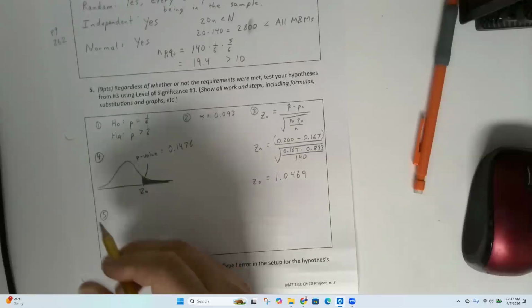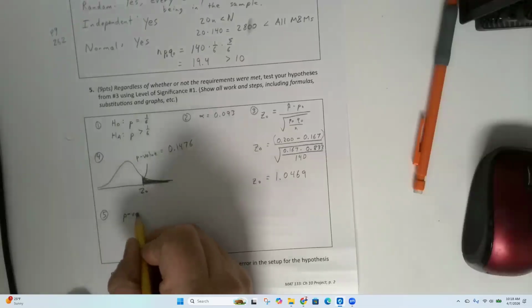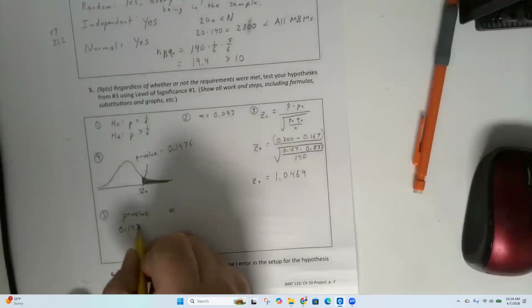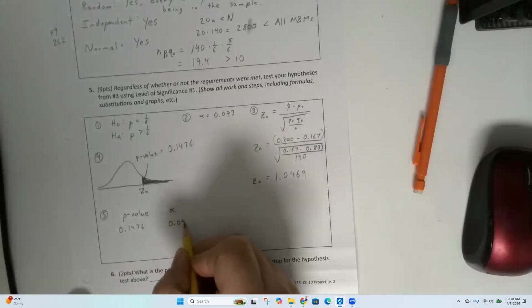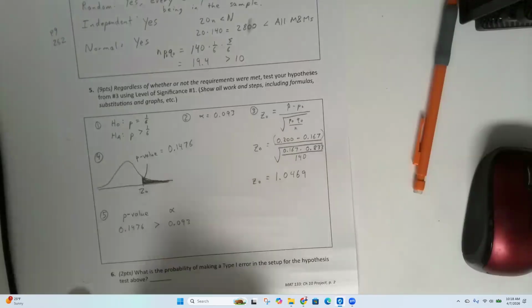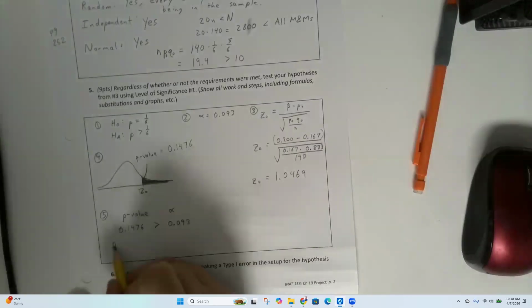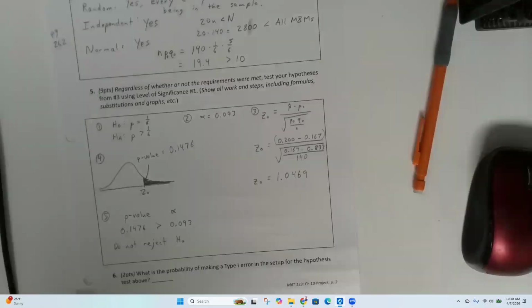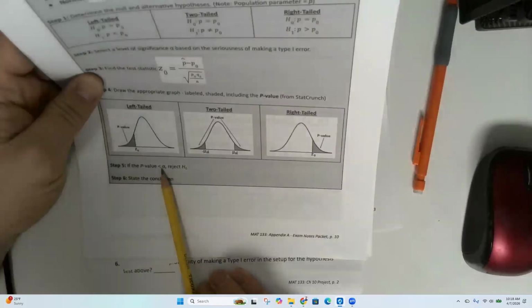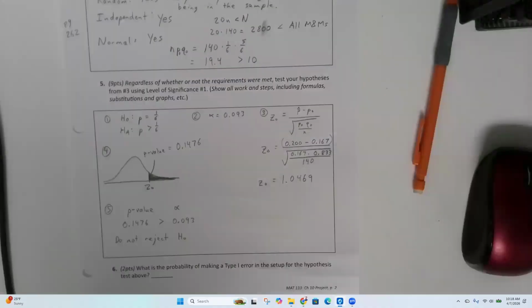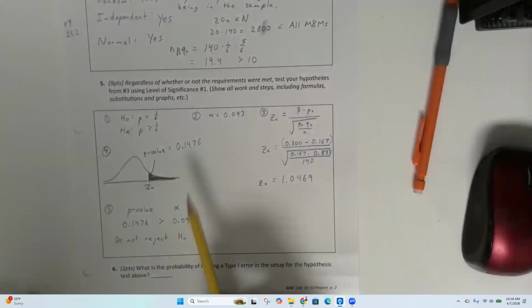So step 5 is I need to compare my p-value to my alpha. My p-value was 0.1476 and my alpha was 0.093. My p-value is bigger than my alpha, which means I do not reject the null hypothesis. If the p-value is less than alpha, we reject the null hypothesis. So you're either going to reject the null or do not reject the null. You're either going to accept or do not accept the alternative hypothesis.